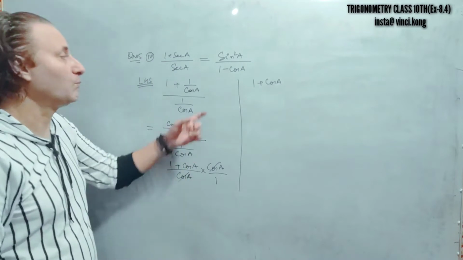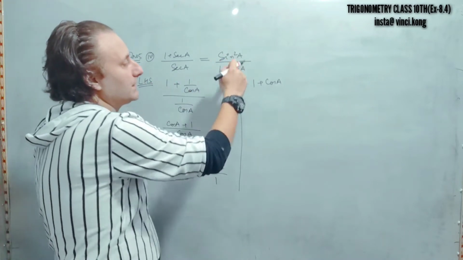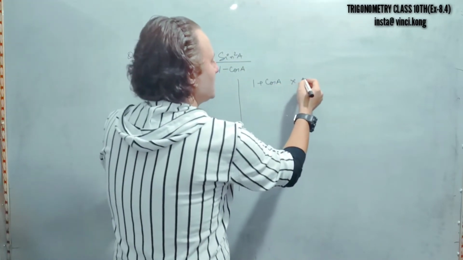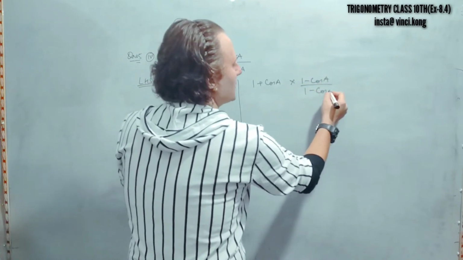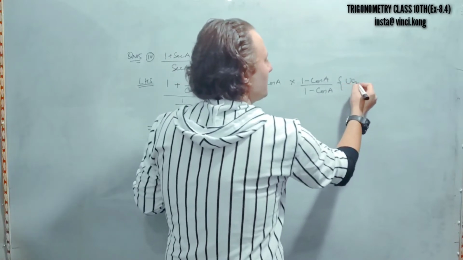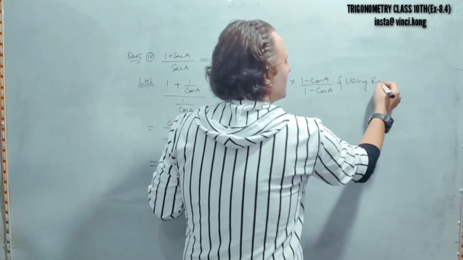But this is not what I wanted. I wanted this thing. So let me do the rationalization. It is 1 minus cos A upon 1 minus cos A, using rationalization.